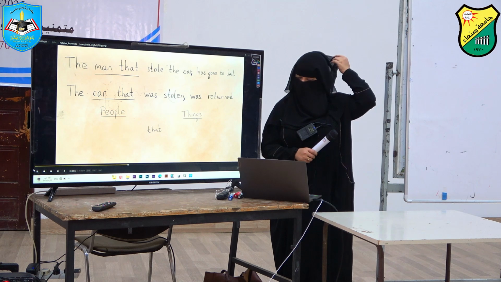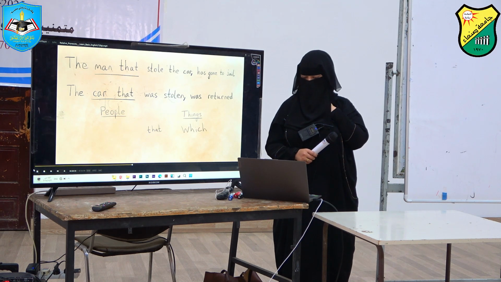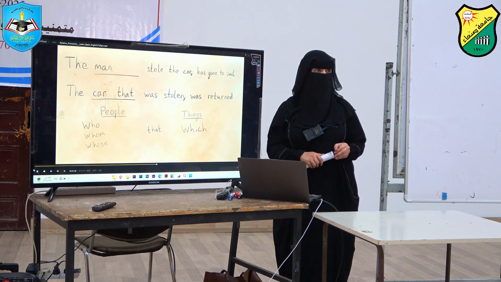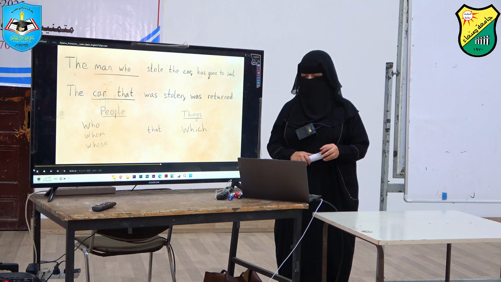Which, however, is only used for things, and who and whose are only used for people. So, you can't say, the man which stole the car has gone to jail. But you can say, the man who stole the car has gone to jail. You can't say, who was stolen was returned, but you can say, the car which was stolen was returned.